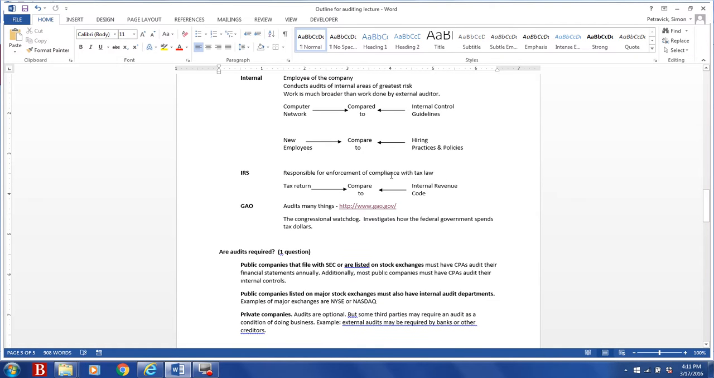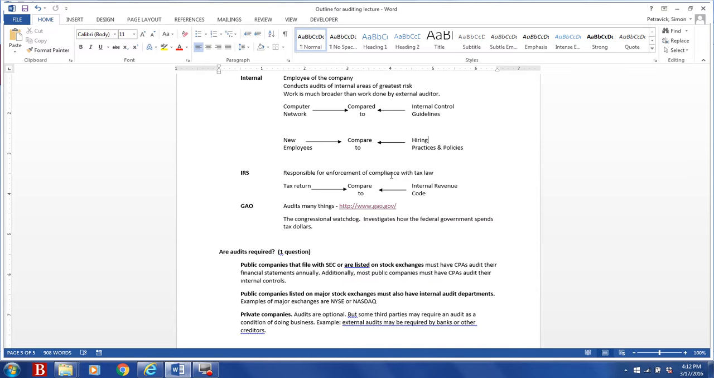Kind of a third area where audit work happens is with the Internal Revenue Service. This organization is responsible for the enforcement of compliance with tax law. And what many people do every year is file a tax return. There is an Internal Revenue Code. There are Internal Revenue Code regulations that help implement the code. And so if an auditor for the IRS is going to audit a tax return, the auditor would want to make sure that what is reported on the tax return is consistent with the Internal Revenue Code.